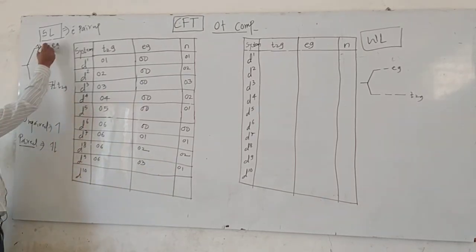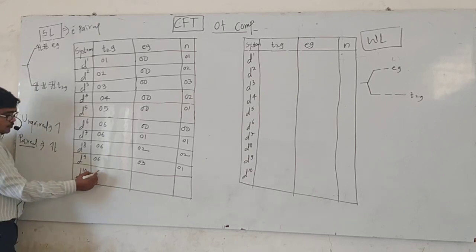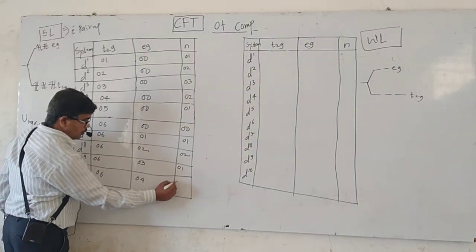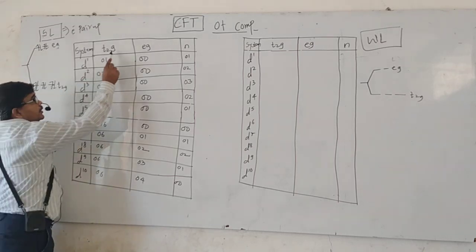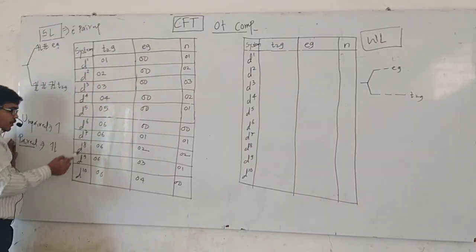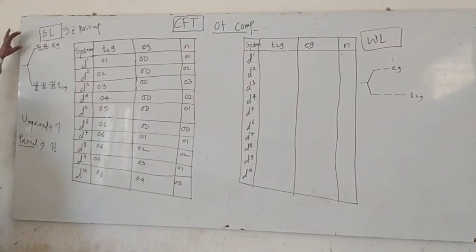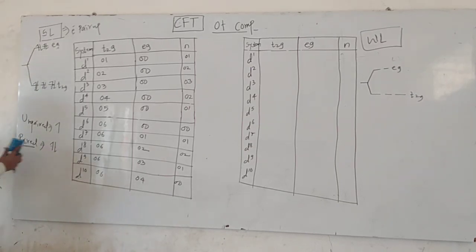Now d10. So the 10th electron will enter here. t2g 6, eg 4. Number of unpaired electrons 0. So this will be the electronic configuration in terms of t2g and eg for d1 to d10 system in case of strong ligand. Again I will explain this to you.